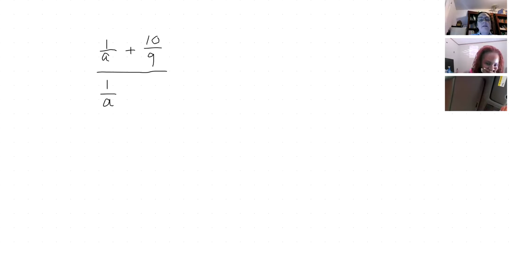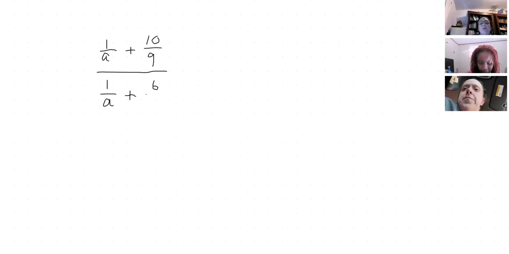The problem is 1 over a plus 10 over 9. Can you see my whiteboard? I can see the whiteboard, yes. All over 1 over a, plus 6 over 7. Looks like your cursor is able to move on the whiteboard. Oh, I just realized. Okay, sorry. They have a new whiteboard, so that's kind of interesting. And we're supposed to simplify this.